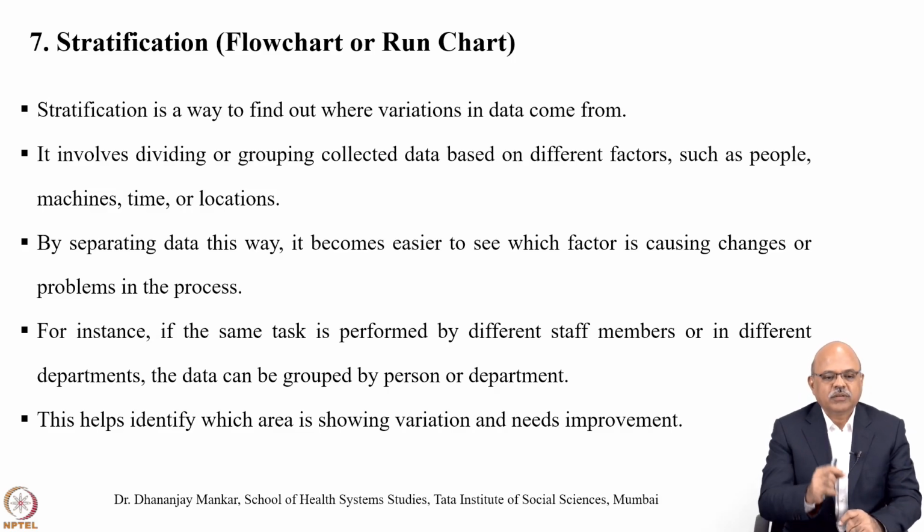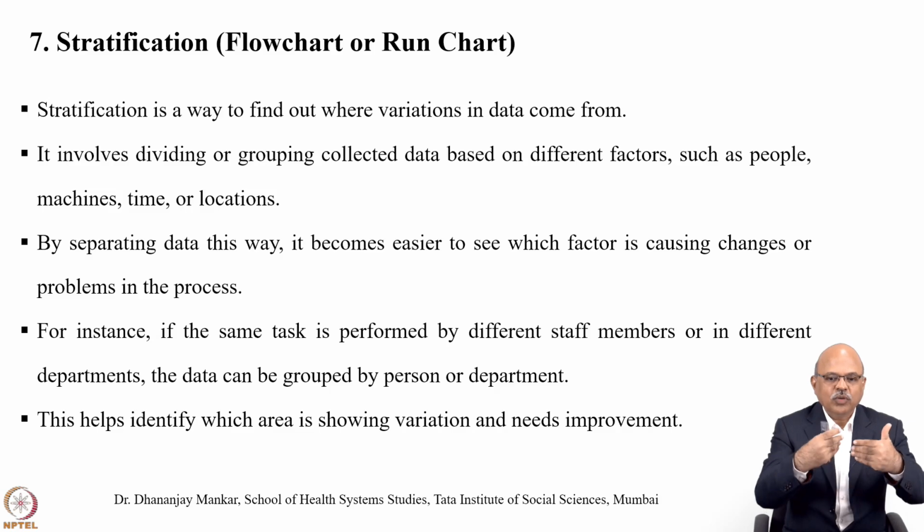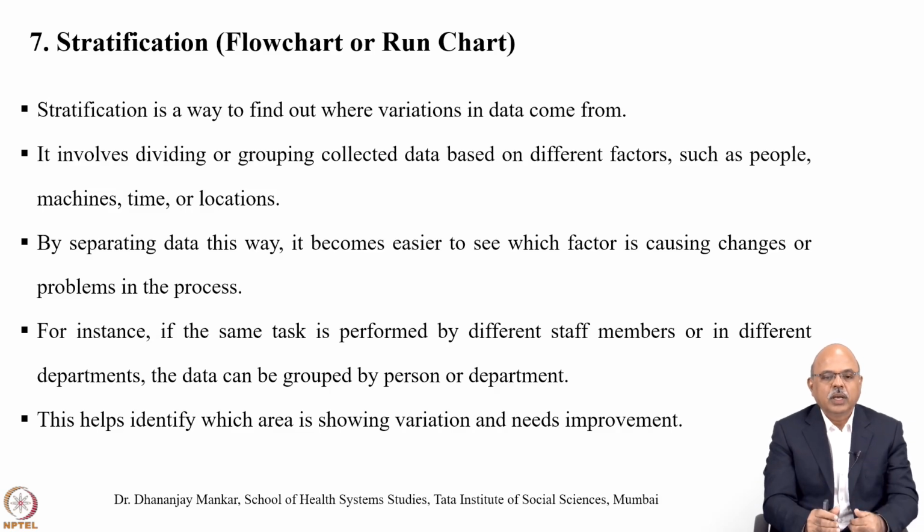So for instance, if the same task is performed by different staff members at different places or in departments, the data can be grouped by person or by department. So you can find the stratification being seen at different places also. Is it to see the performance of the employees? Yes, it can be seen. Is it for the people's performance at different places of the same type of people? Yes, it is. Is it being seen to compare the performance of the people? Yes, it is.